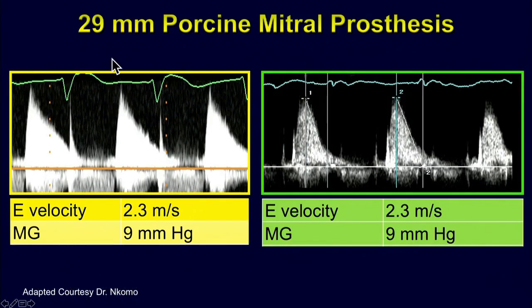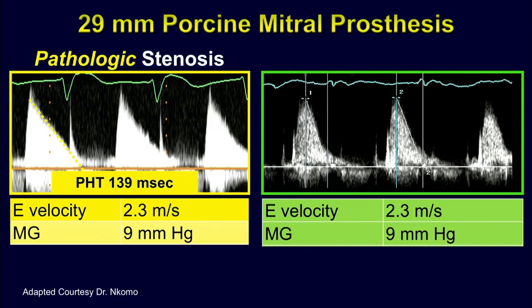Two patients, both had a 29 millimeter porcine mitral prosthesis. The patients both had an E-wave velocity of 2.3 meters per second and a mean gradient of 9 millimeters of mercury. On the left, the patient's pressure half-time is prolonged, over 130 milliseconds. This is pathologic stenosis. The patient on the right, pressure half-time is short.